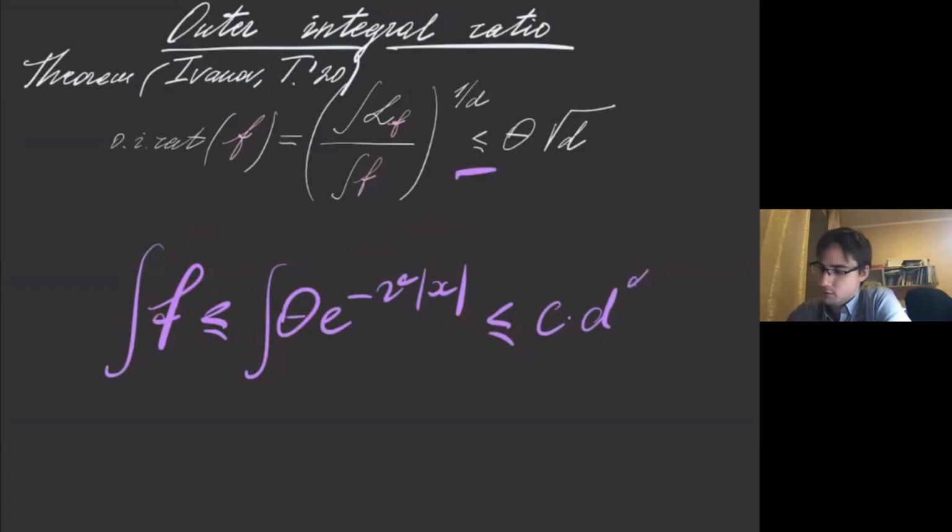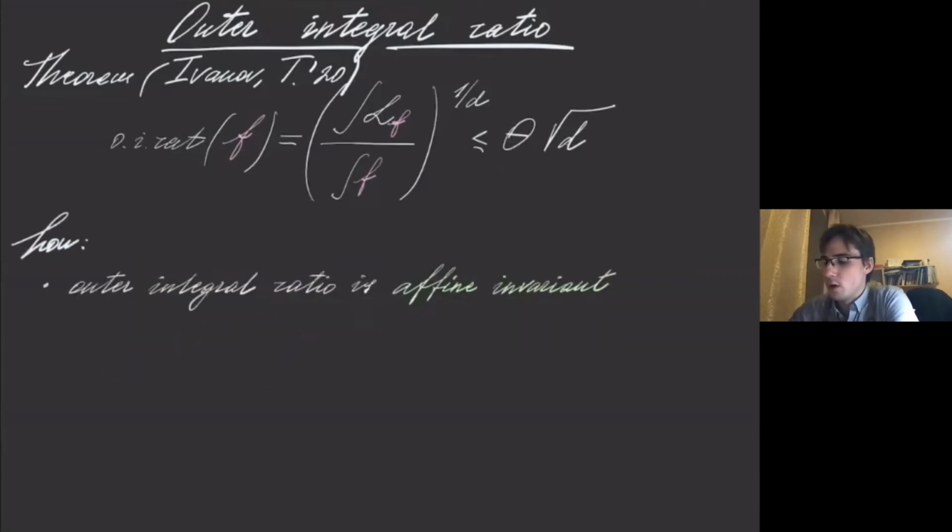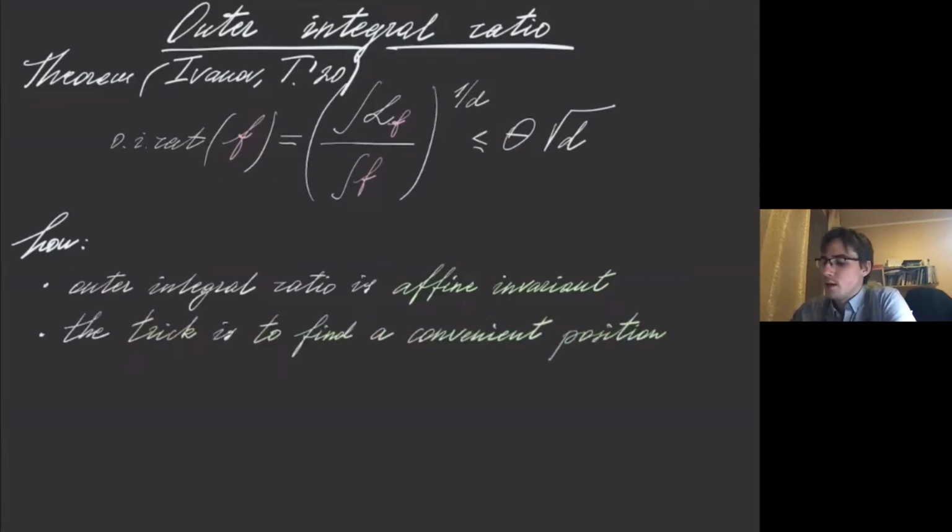So I believe it is a very nice illustration of this outer integral ratio upper bound. So what is the idea of the proof? Well, first you notice that this ratio is an affine invariant, just like the outer volume ratio or just the standard volume ratio. So the trick is to find a convenient position of your log-concave function f.